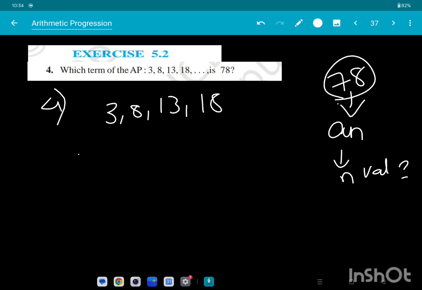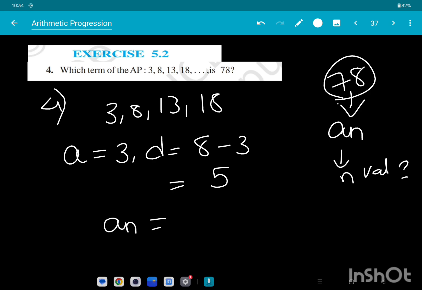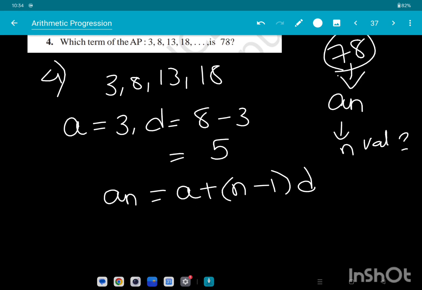So first I will write the A value here. What is the first term here? 3. And what is the common difference? The D value is 8 minus 3, which is equal to 5. So the common difference is 5 and the A value is 3. Now we need to find which term is 78. So I will write the formula as you already know, a plus n minus 1 into d. Here what is the an value?